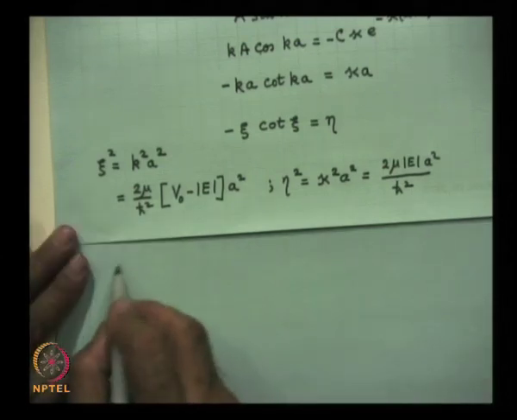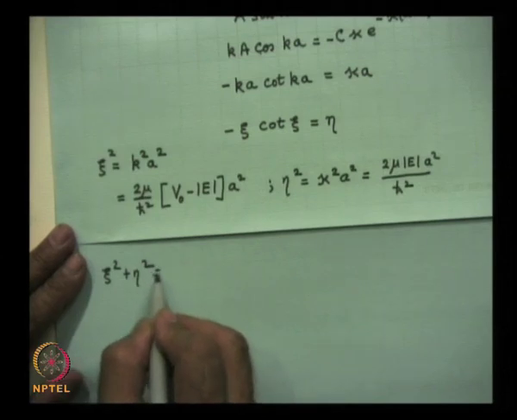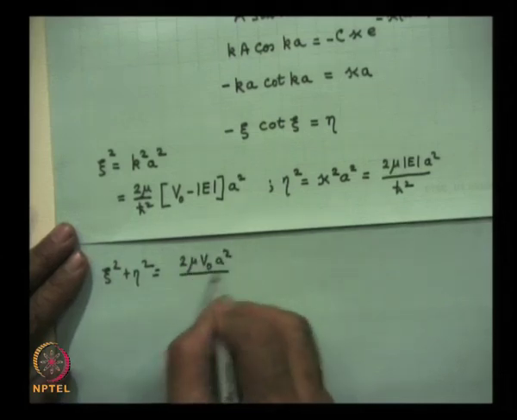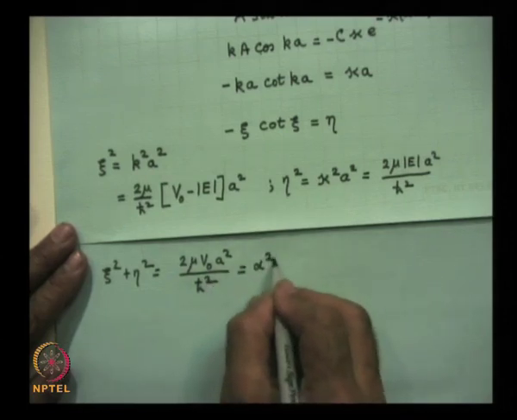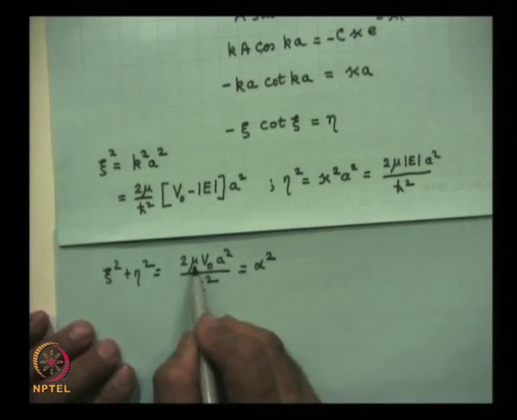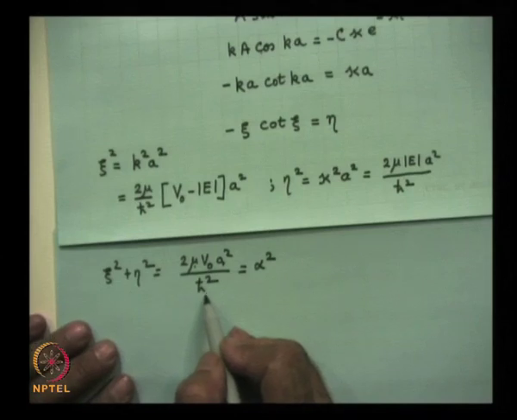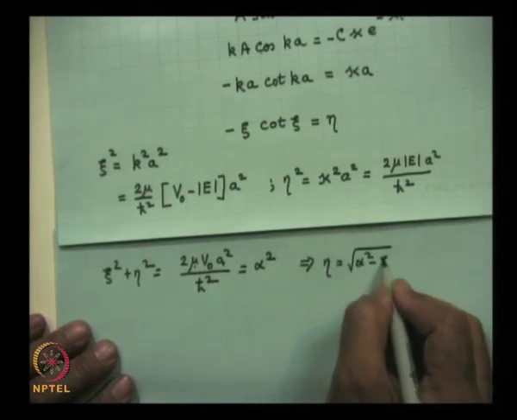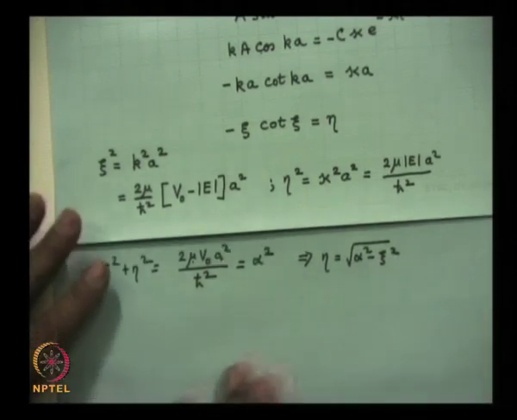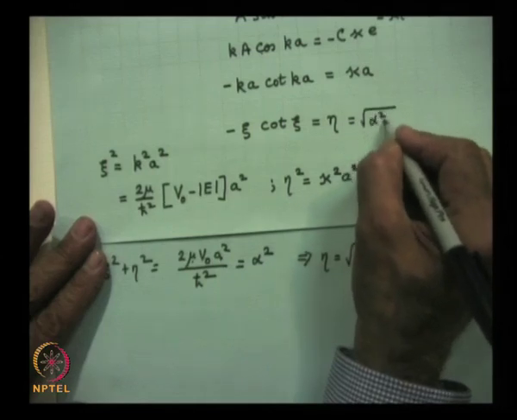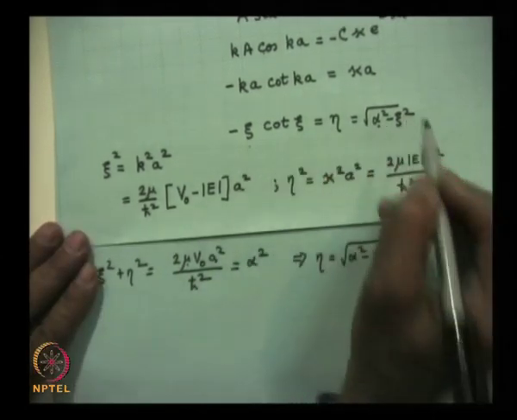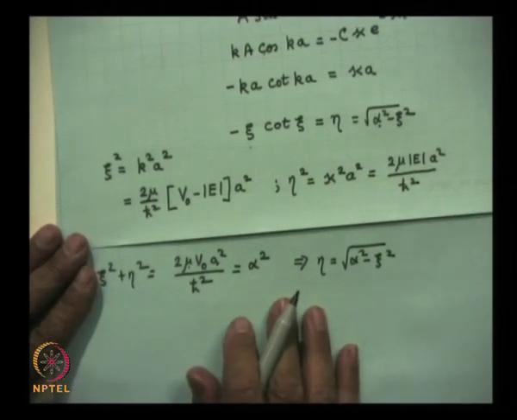And if I add these two equations, xi square plus eta square, you can see the mod E term cancels out. So, you get 2 mu V 0 a square by h cross square. This I put equal to alpha square. For a given potential, for a given reduced mass, for a given radius, and of course, Planck's constant is a constant, this gives me that eta is equal to under root of alpha square minus xi square. So, this term will be just the similar thing that we had experienced in our one dimensional case. So, for a given value of alpha, we have to solve this transcendental equation and obtain the discrete eigenvalues.